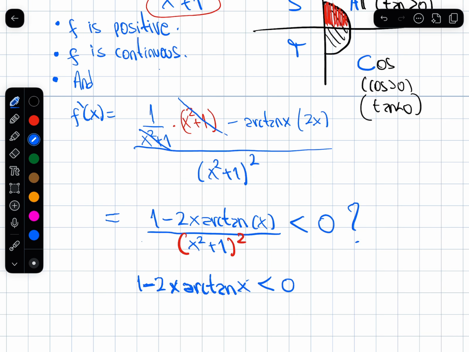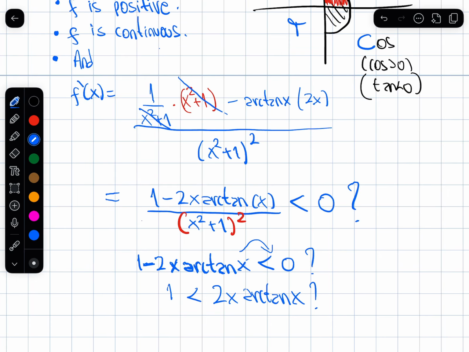So when will this be negative, right? When will this ever be negative? Difficult, huh? Move this over to the other side. Can I ever get this? No. Difficult.